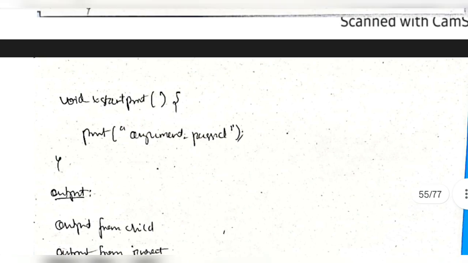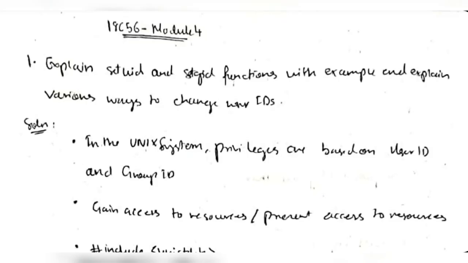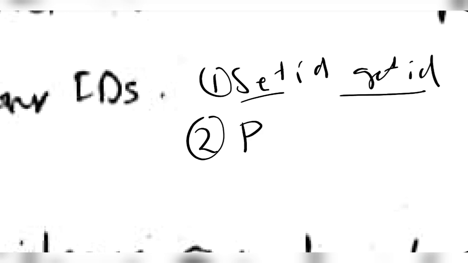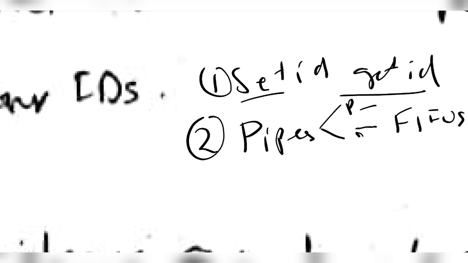Let's now move on to module 4. Coming to module 4 of Unix, we have 4 topics which are most important, like set ID and get ID. These two are the first topics, and the second topic is pipes. In pipes we have two functions, popen and pclose, and similar to pipes are FIFOs. So that comes in the second topic.